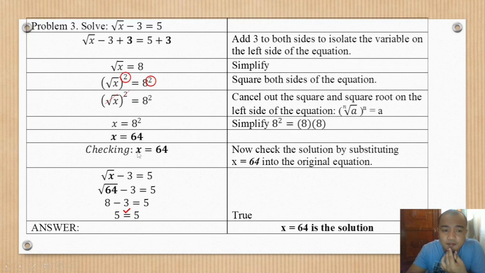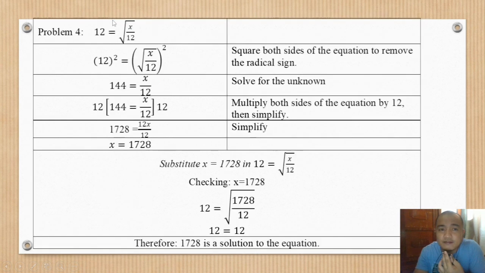Now let's check. Write the original equation. Square root of x minus 3 equals 5. Substitute x by 64. Square root of 64 is 8 minus 3. 8 minus 3 is 5. True. Therefore, the answer is x equals 64. It is the solution to the given radical equation.